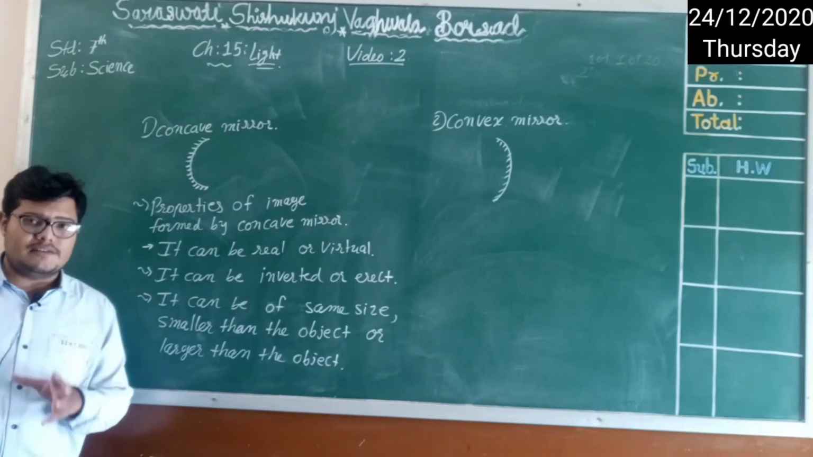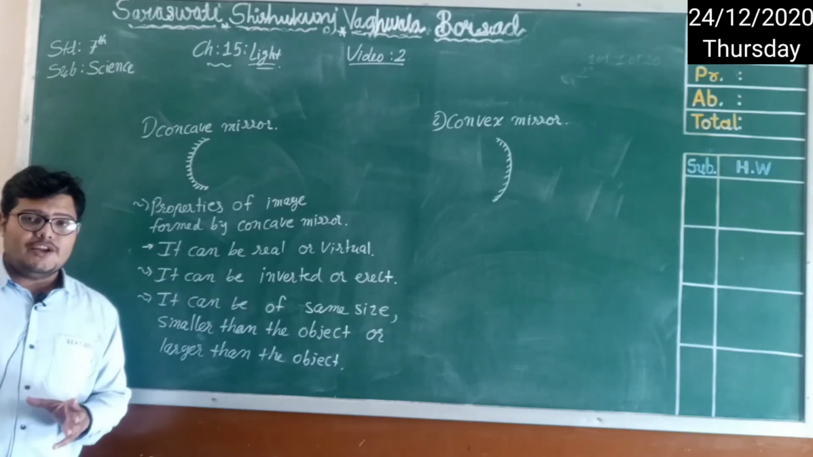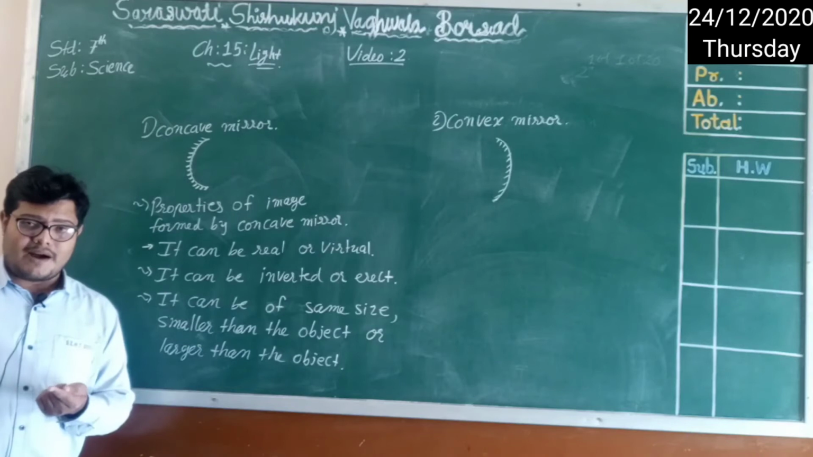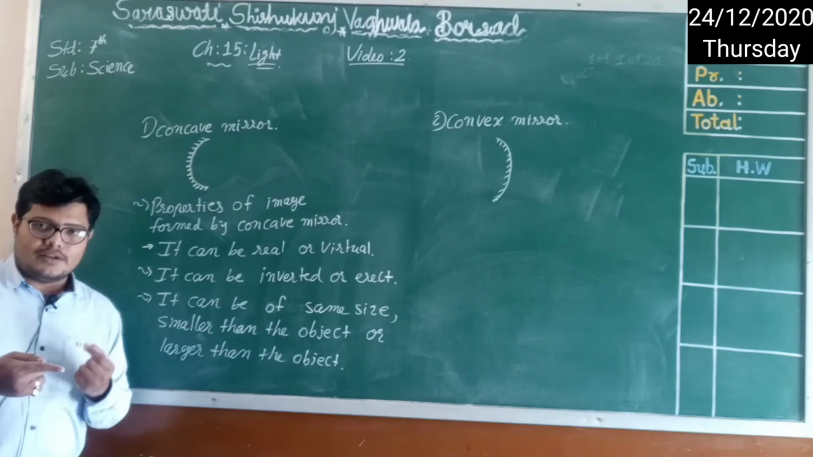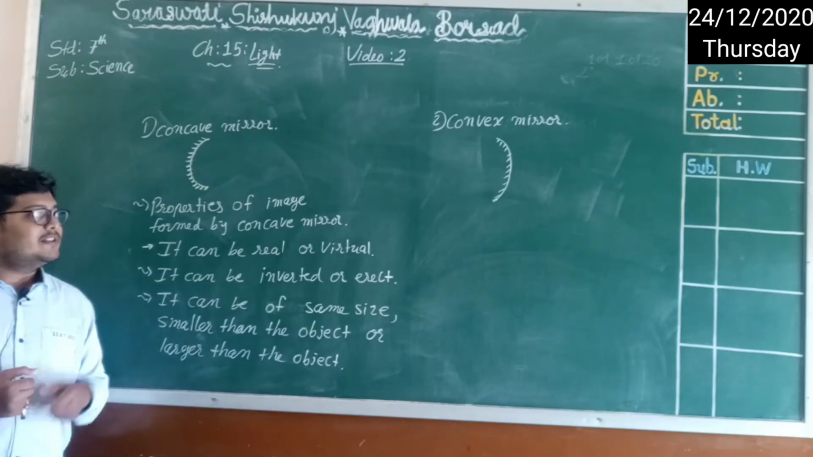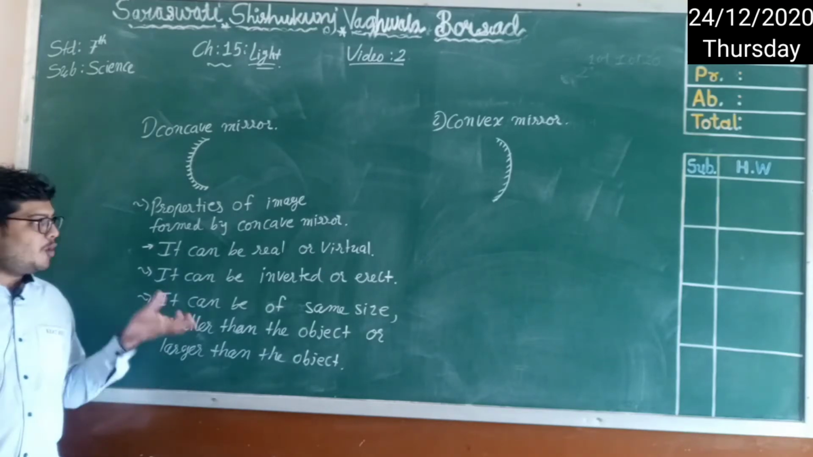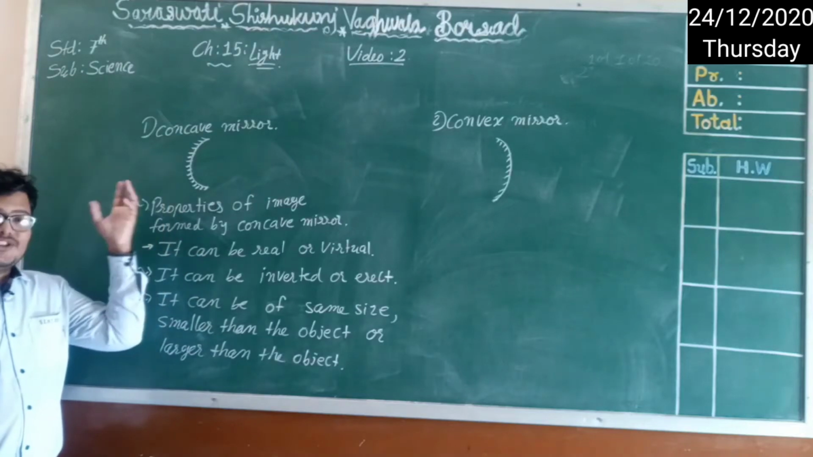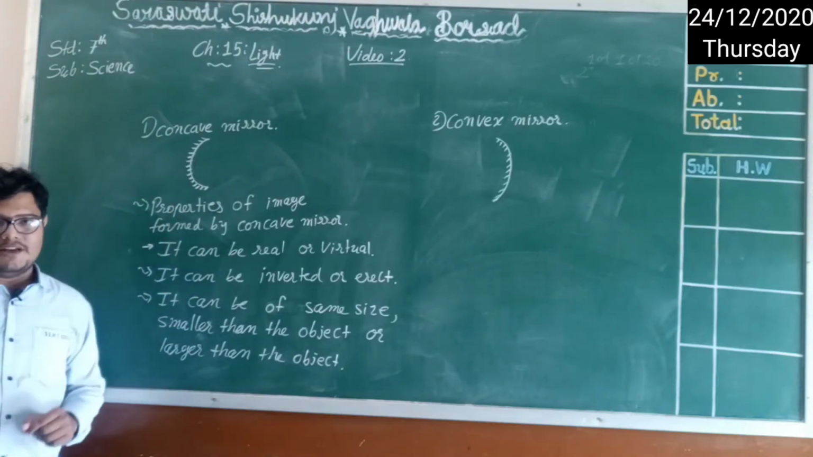One more thing, doctors, dentists especially, use this concave mirror part to see the teeth of the patient, so they can observe them very clearly. So this is the concave mirror, its properties, its shape and its applications.